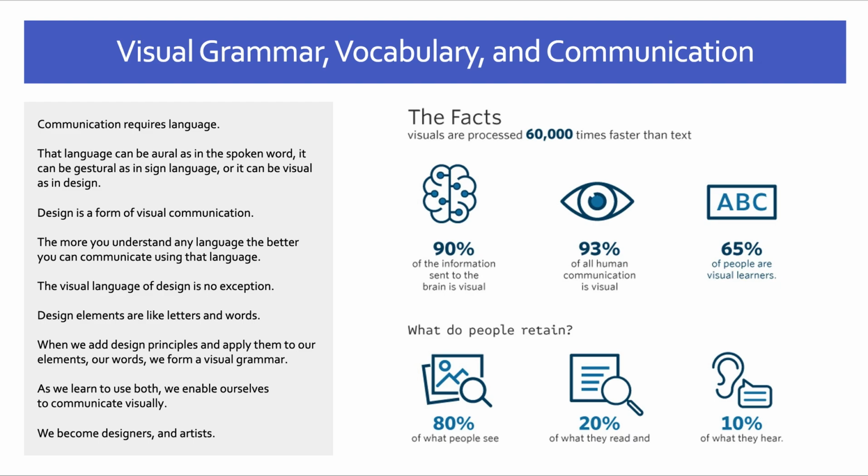And so, as we talked about, design elements can be like letters and words. And so when we add the design principles to them, we form a visual grammar. And as we learn to use both, we then enable ourselves to communicate visually. You become proficient in this new language of design. And ultimately, once we do that, we truly become designers and artists.